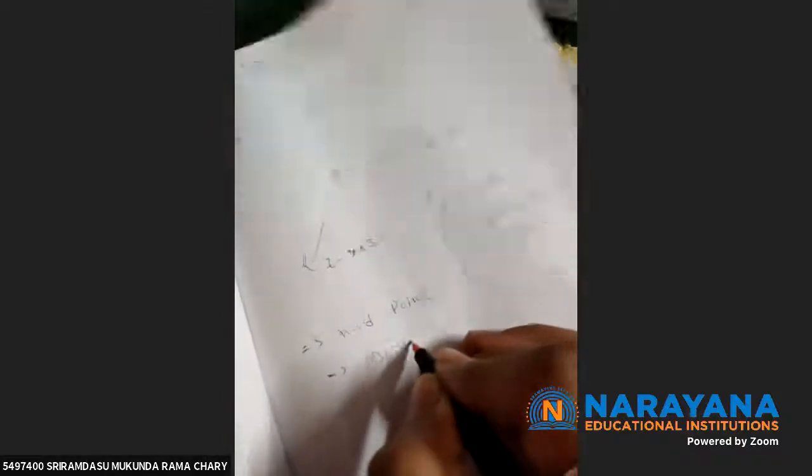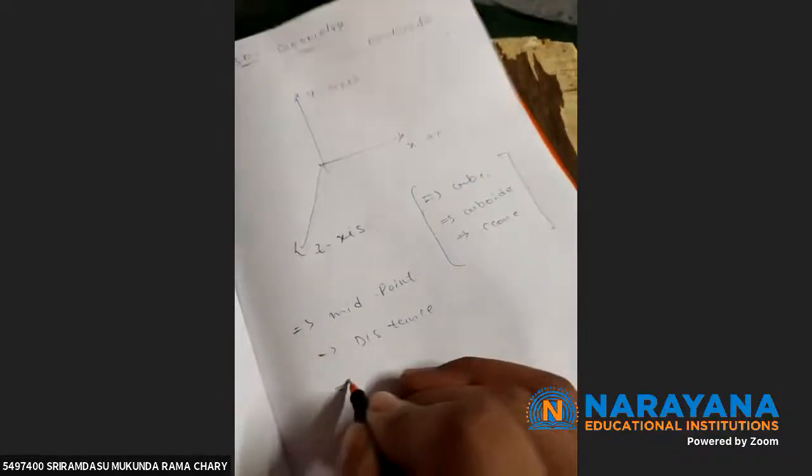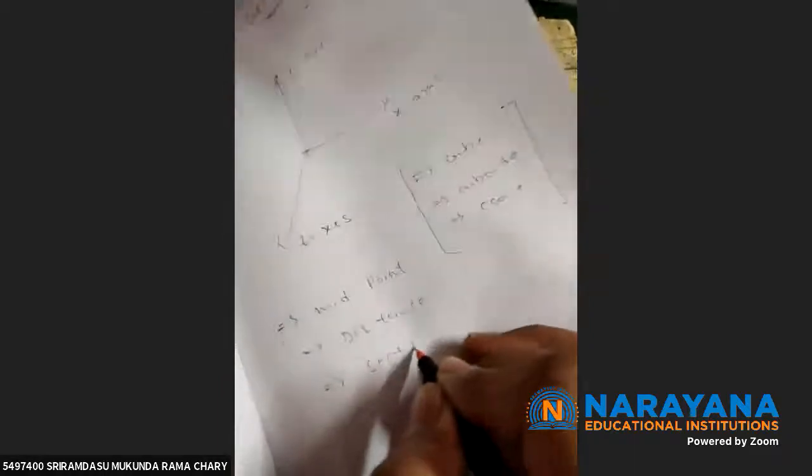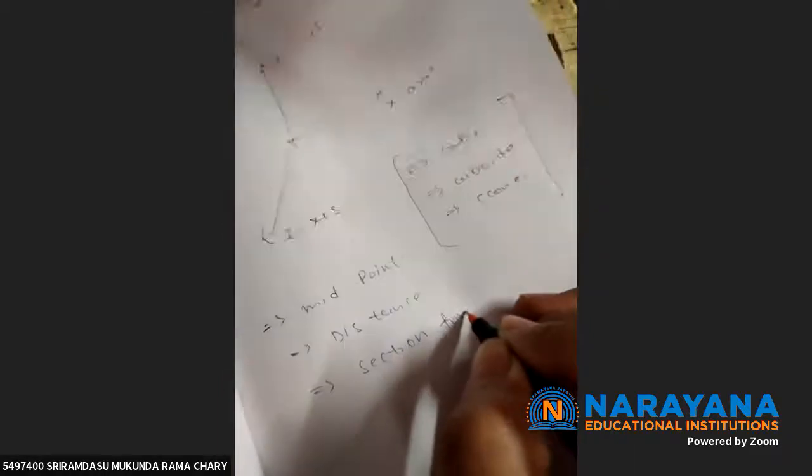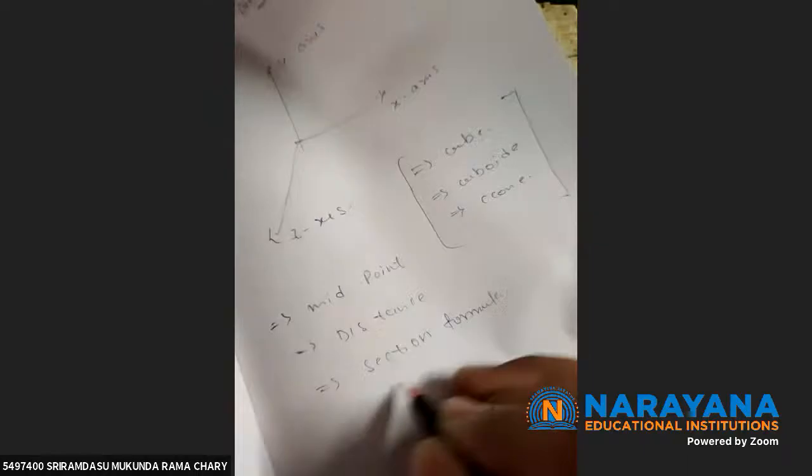Geometry means we know just simple formulas of the midpoint and distance and section formula. We see all formulas of this.